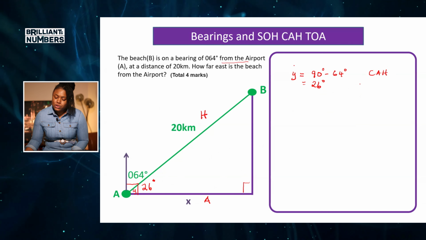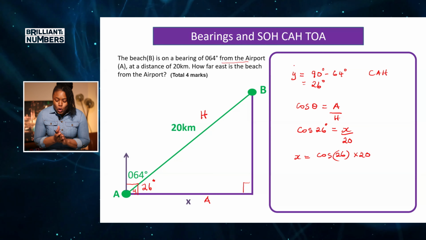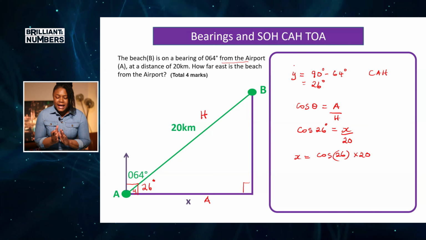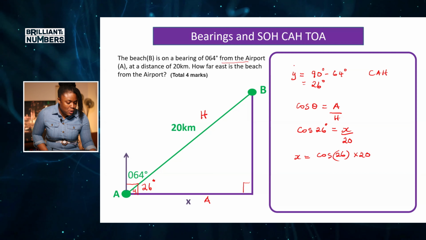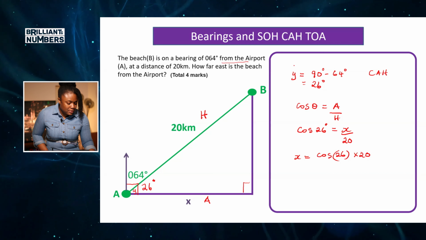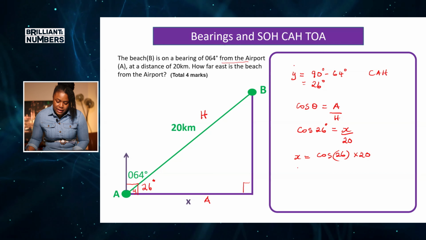Remember, we're not doing inverse functions now. We're just finding a side. Inverse function is only used to find an unknown angle, just to make sure that is explicitly clear. So I need to do cos 26, close my bracket, and then multiplied by 20. And the answer, therefore, for x is 17.975 if I write 3 decimal places out.